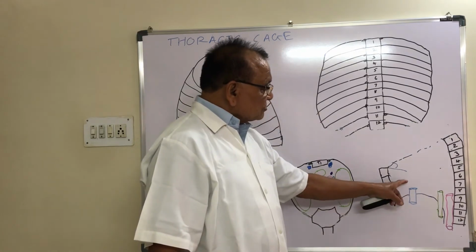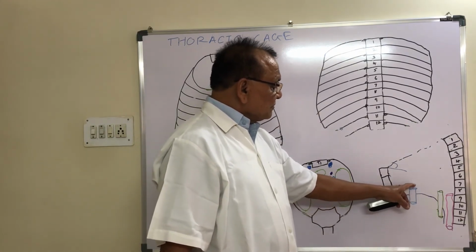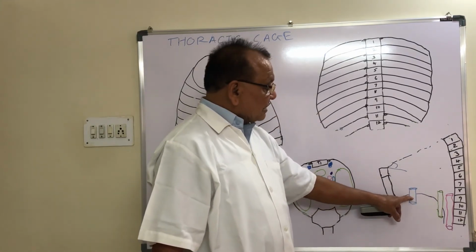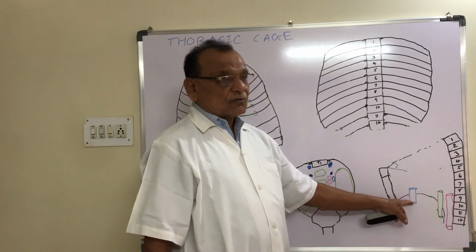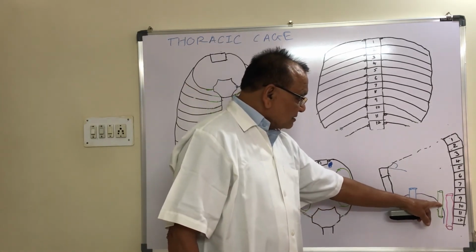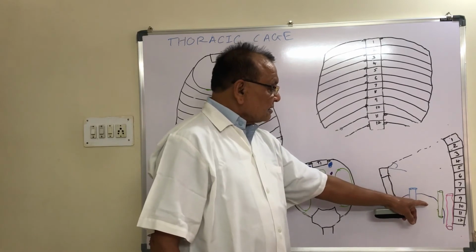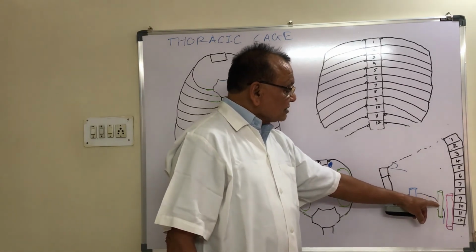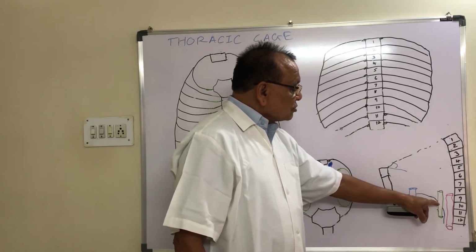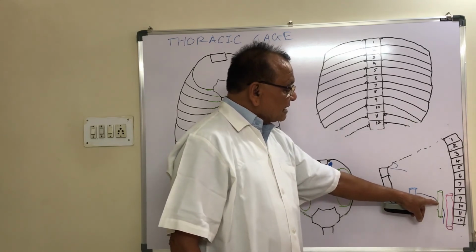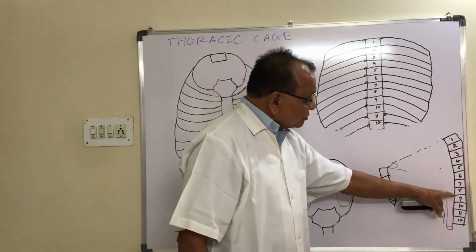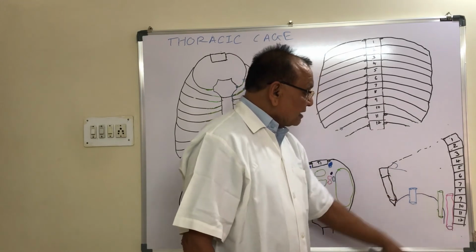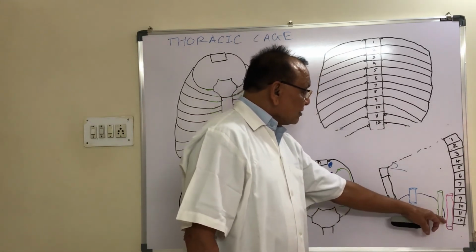So to summarize the structures: through the inferior vena cava opening pass the inferior vena cava and right phrenic nerve. Through the esophageal opening pass the esophagus, continuation of the right and left vagus nerve, and the esophageal branches of the left gastric artery with accompanying vein. And through the aortic opening pass the aorta, thoracic duct and azygos vein.